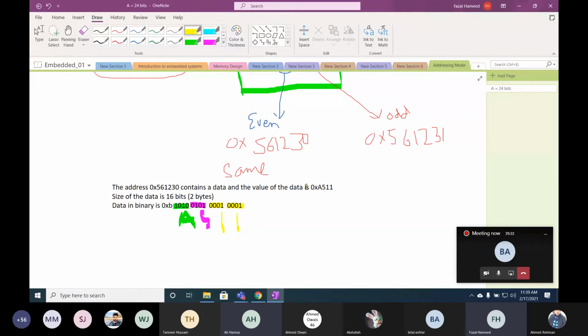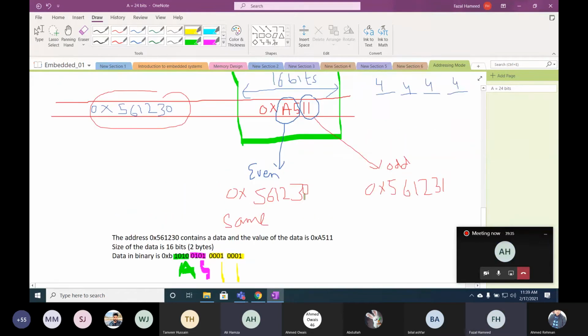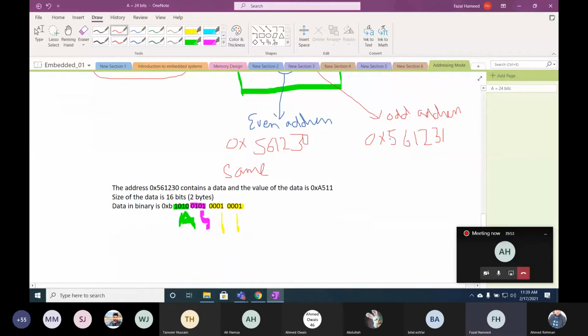Data in even and odd, how? Even data is not even in odd. Data in even address and data in an odd address. Actually, you're confusing the data. So this data is at even address, and this data is in odd address.